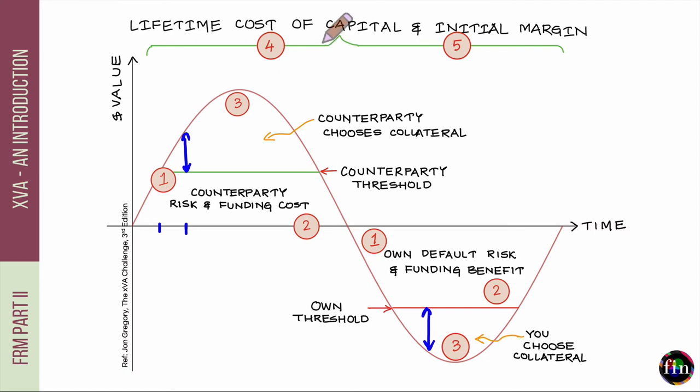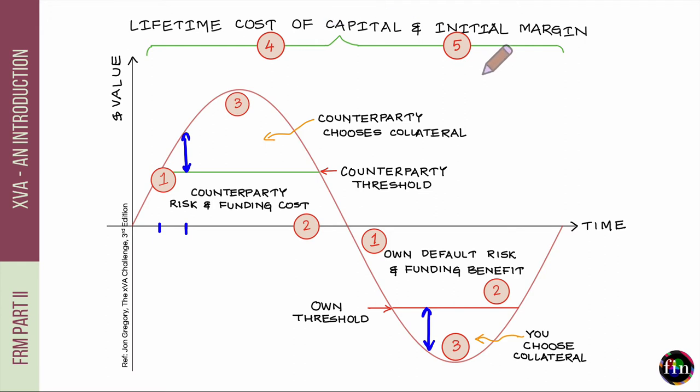This capital will be high quality capital. Most probably it will be equity capital. And therefore, you have to factor in the expected rate of return which your shareholders want for this equity capital. This expected rate of return has to be factored in the valuation of these derivatives positions. So this heading number 4 is the cost of regulatory capital.